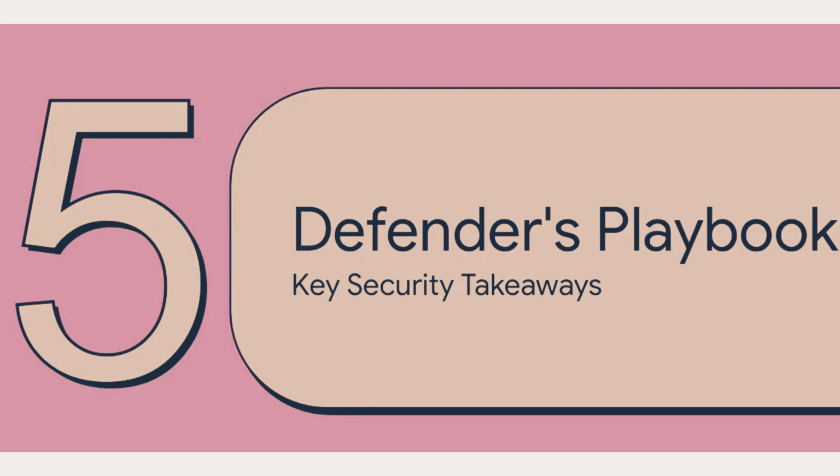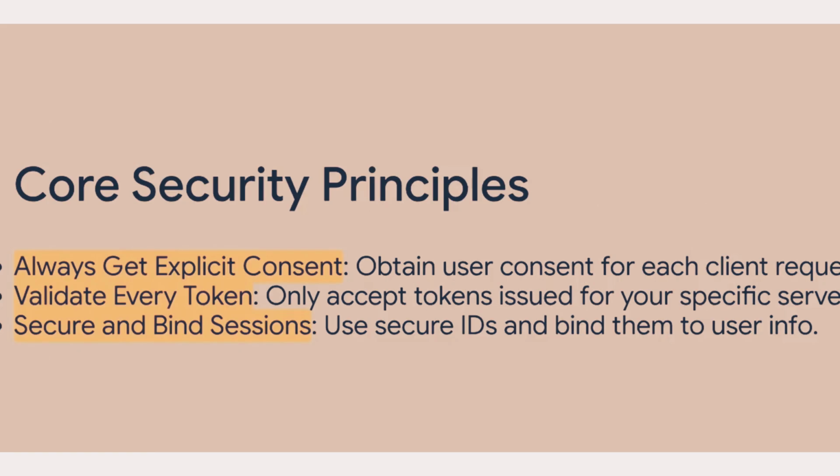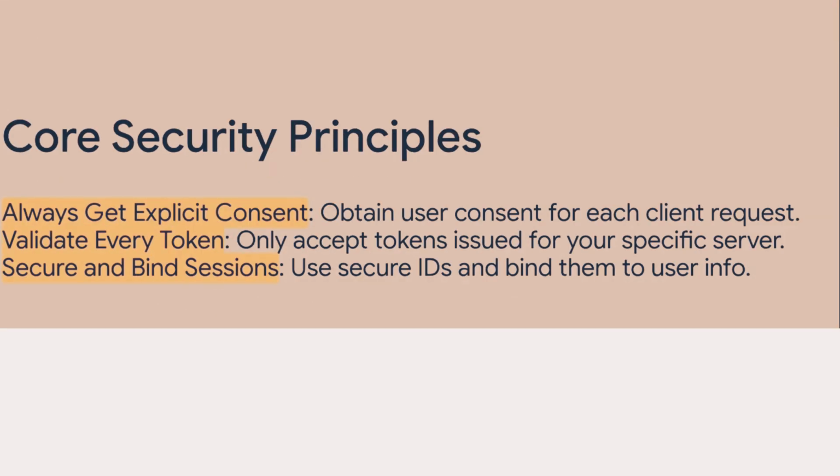All right, so we've seen the hacker's moves and we've seen the defender's counters. Now it's time to pull it all together into a clear, actionable playbook that you can actually use to build stronger, more secure systems. So what's the big takeaway from all this? If you're going to remember anything, remember these three things. The three core principles. Number one, always get explicit consent.